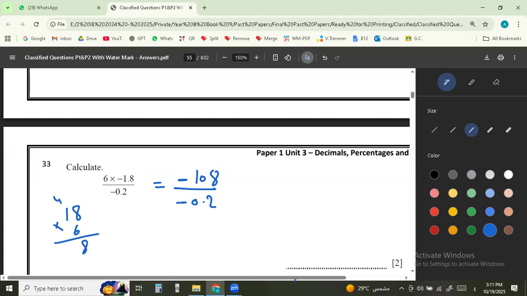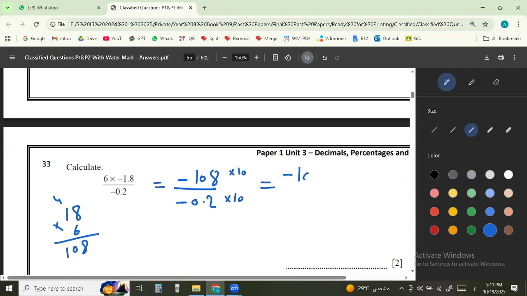48, 6 times 1 is 6, and 4 is 10. 108. But it's negative, over 0, negative 0.2. Oh, can I divide this way? No, I can't, Mr. Divide this way. I have to make the denominator a whole number. So the answer becomes what?